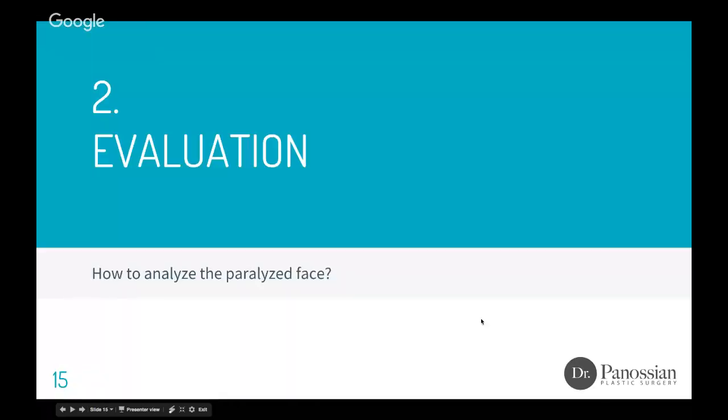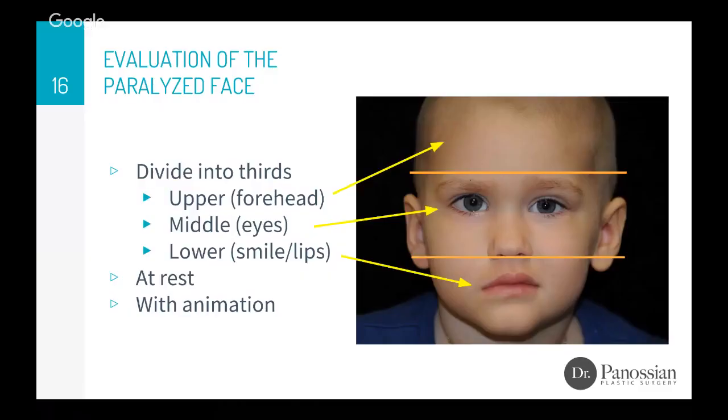So now that we've diagnosed the source of the facial paralysis, and ruled out other very critical sources of facial paralysis such as stroke or a tumor, we want to now analyze that paralyzed face. And I like to analyze the face in thirds, whether it's a cosmetic case or even in this situation with facial paralysis.